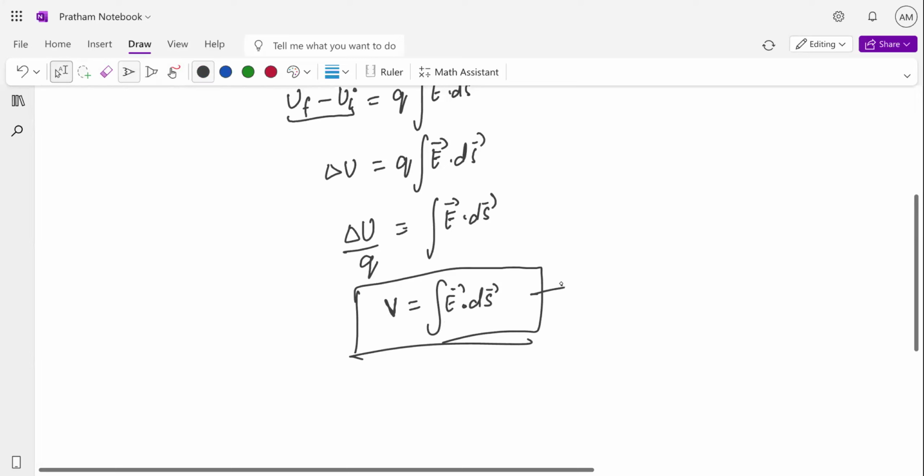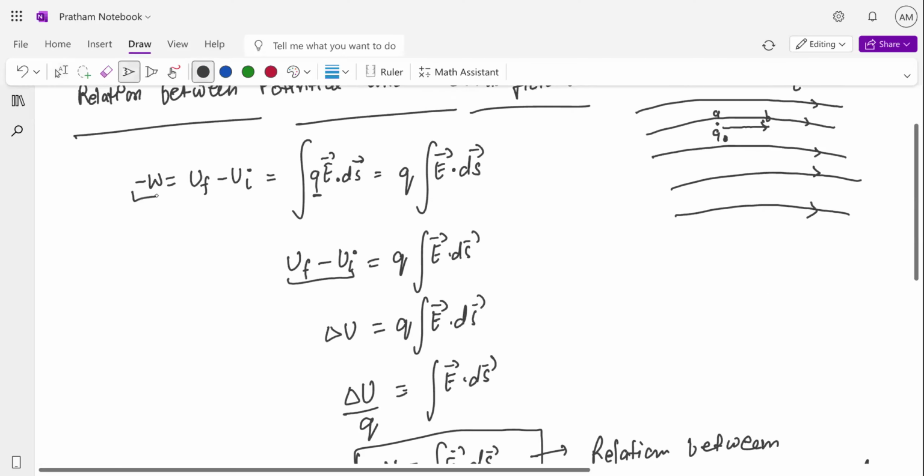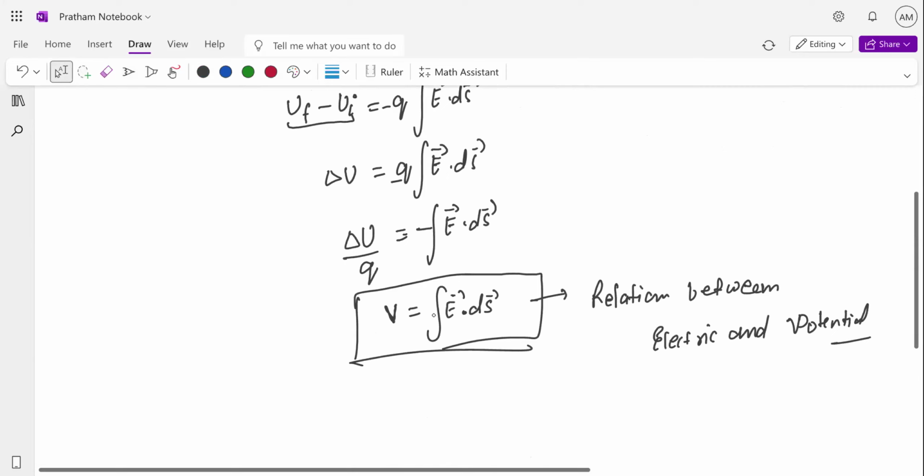So this is the relation between electric field and potential. One more thing we have missed: in the formula for work, there was a negative sign along with it, so the whole thing will have a negative sign. So this is it.